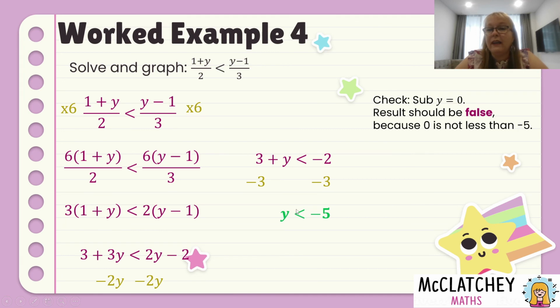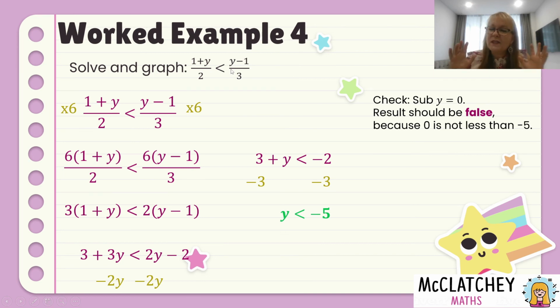So when I get my answer, the answer needs to be false if this sign is in the right direction. Because I'm substituting a falsehood in. 0 is not less than negative 5. So when I substitute in 0, the answer is going to be false. That's what I'm looking for.